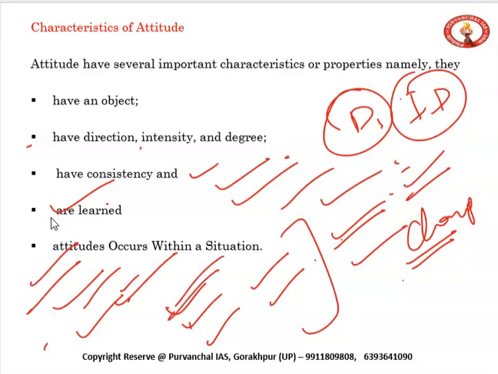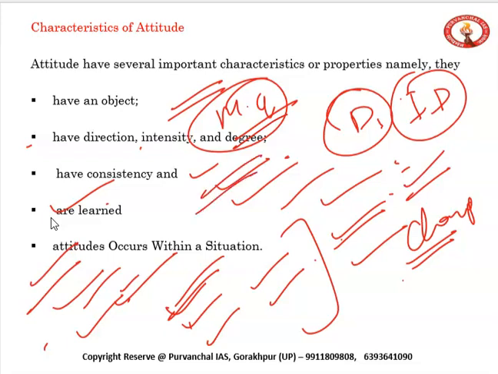Okay, so as a learned predisposition, attitudes have a motivational quality. Always remember and pay attention to my words. As a learned predisposition, attitudes have a motivational quality, that is, they might propel a consumer towards a particular behavior or repel the consumer away from a particular behavior. So this is the fact, attitudes are a learned predisposition. I hope you understand this.